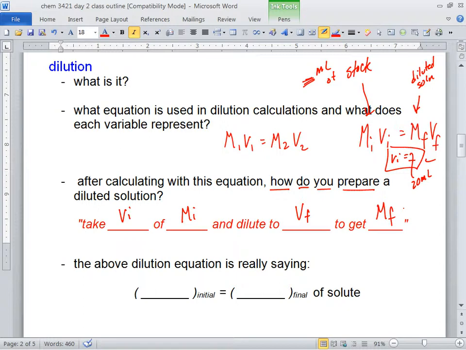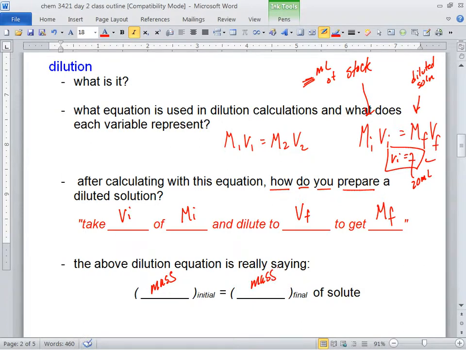It's saying moles. It's saying moles initial or grams initial equals grams final of solute. Moles initial equals moles final of solute. Mass or amount, right? The amount of solute you have initially is the same as the final amount you have of the solute, because all we're doing is adding solvent. We're diluting. We're not adding any solute at all. So I guess you could say mass. That'd be the most generic way to say it.